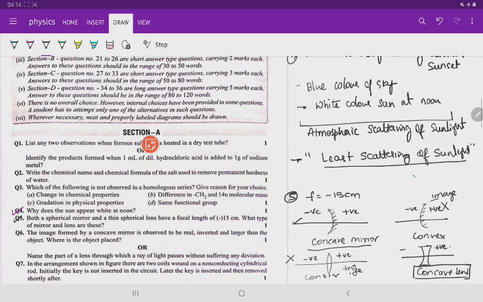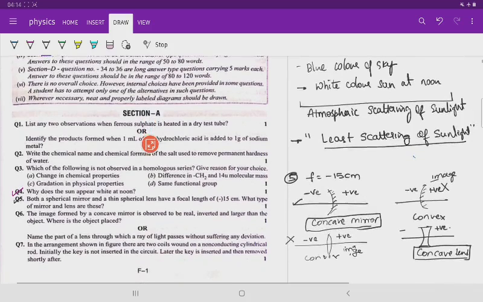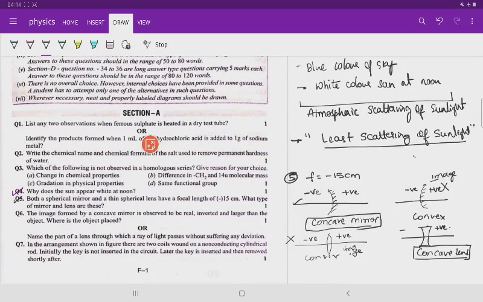Which type of mirror are they using? They are using a concave mirror. And what type of lens are they using? They are using a concave lens. Hope you have understood. So we are moving on to question number 6.